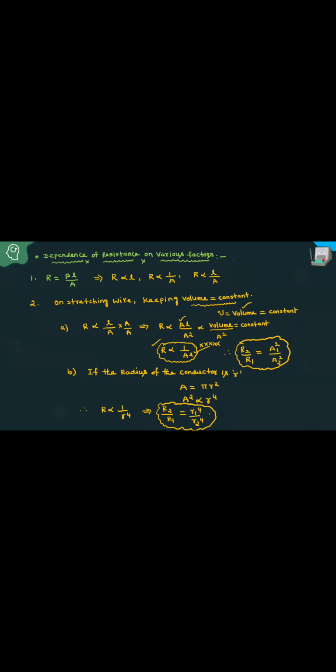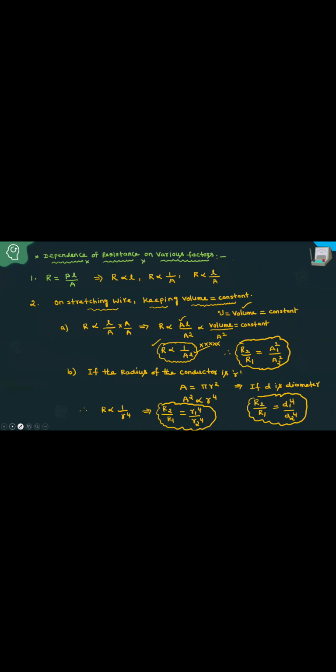Even if you take the diameter, if r is the radius and D is the diameter, how can you write R2 by R1? If radius is inversely proportional, then diameter is also inversely proportional, so R2 by R1 equal to D1 power 4 by D2 power 4. Diameter is given or radius is given, you have to apply this relation. This is the second observation: stretching the wire, keeping volume constant.